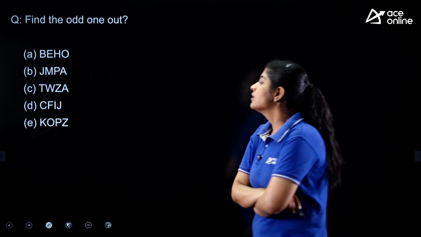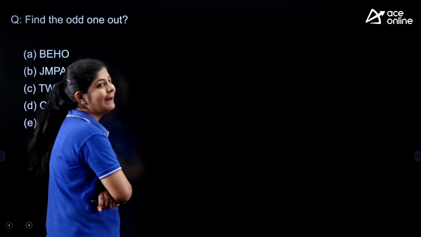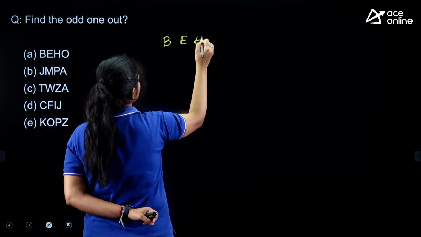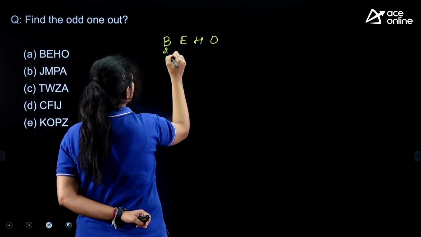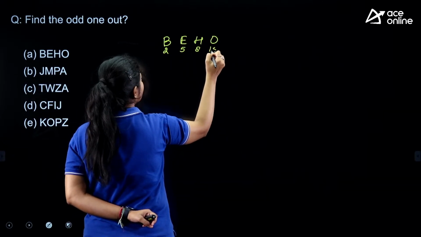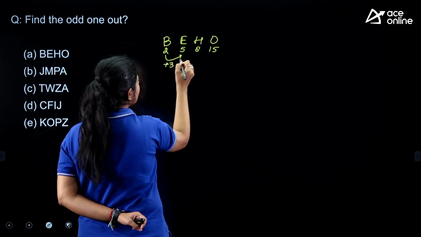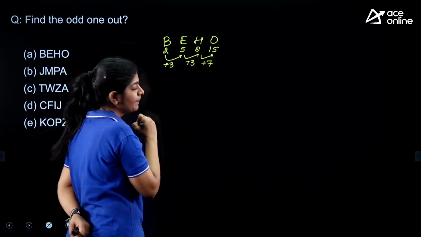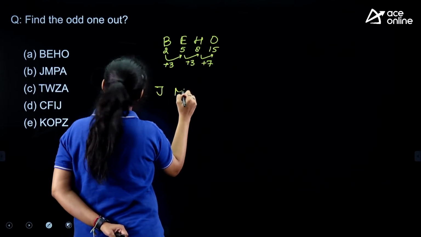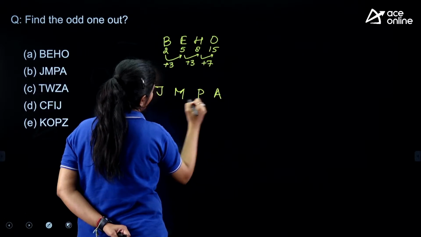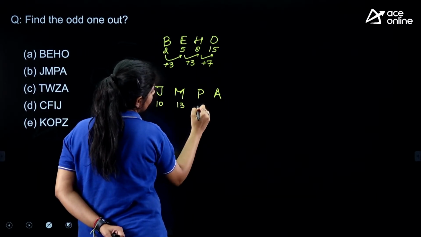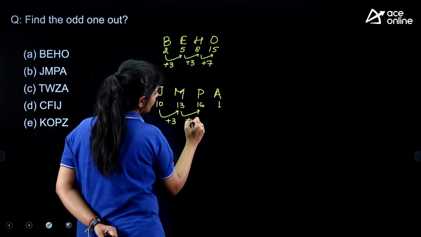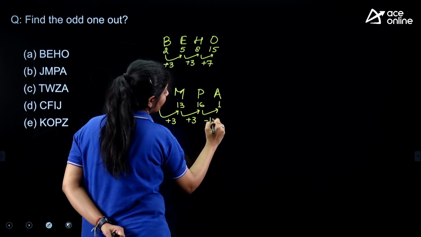Okay, let's see. So here we are going to check the pattern. How are we going to check the pattern? BEHO. So this is nothing but 2, 5, 8, 15. This is a pattern of +3 and +7, right? Next one, JMPA. 10, 13, 16, 1, plus 3, plus 3 and minus 15.